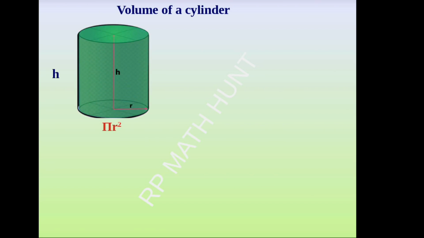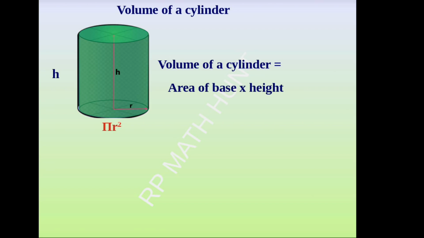Volume of cylinder is equal to area of base into height. Area of the base is pi r square. Height is h. Pi r square h cubic units.